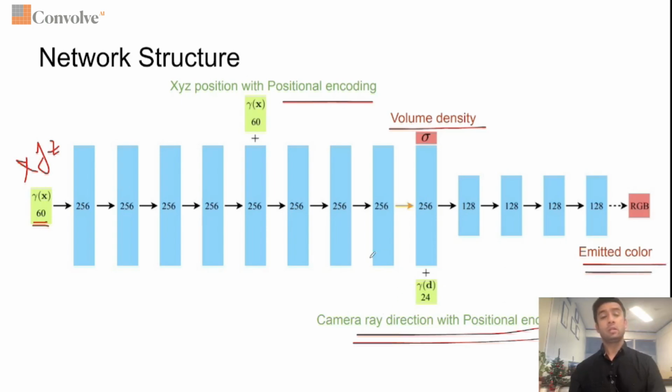So this viewing direction, which is theta and phi, does not impact the volume density, but it impacts the color. It impacts the reflections. So that's why at this stage the volume density is already predicted, and at that point the positional encoded camera direction is fed to get the final emitted color.